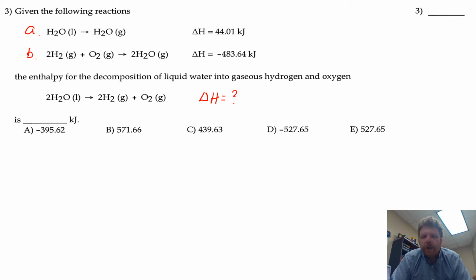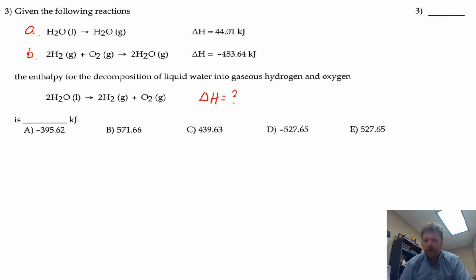Now you can also look at this in the reverse sense. If you wanted to take H2O gas and convert it to H2O liquid, then it would have a delta H of negative 44.01 kilojoules. So this Hess's law type of problem is one where you can flip a reaction and therefore flip the delta H.